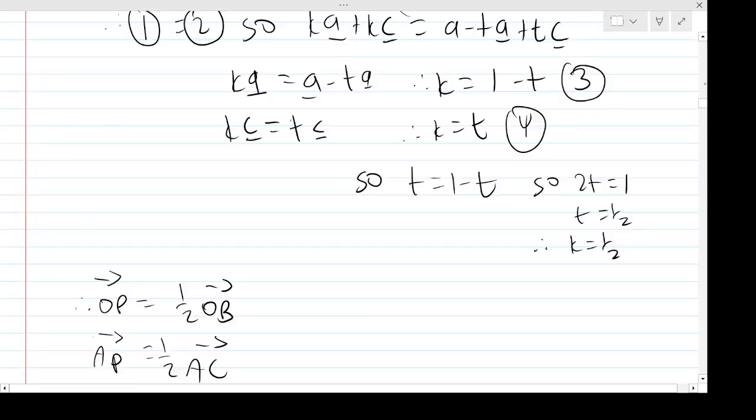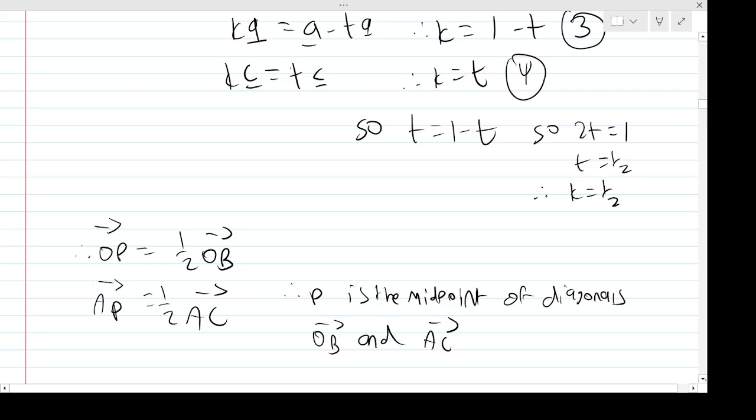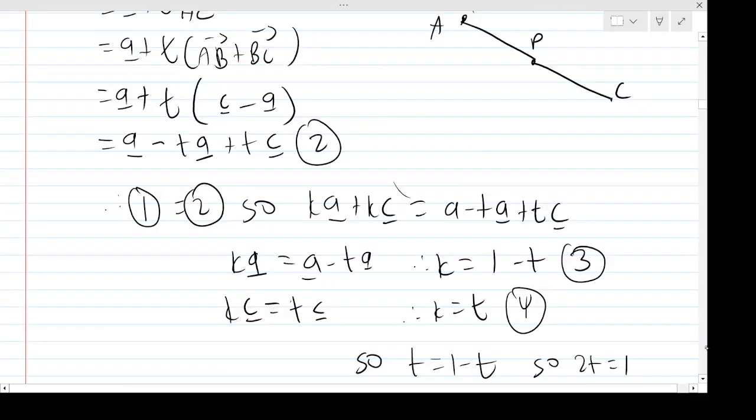Right, so remember that OB and AC are the diagonals, and we've shown that P on the line is halfway through on the lines. So therefore P is the midpoint of the diagonals, I should say, OB and AC. And there we are. So it bisects it, right? So what does it say? The diagonals must bisect each other.